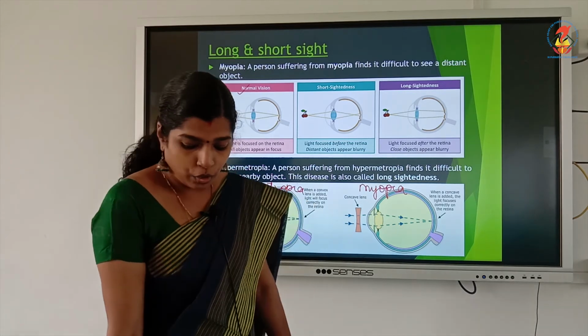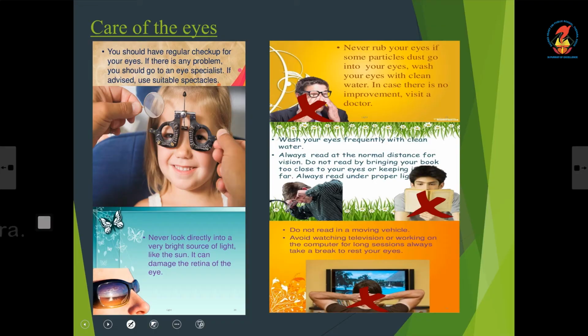Then, care of eyes. How can we take care of eyes? It is advised to use spectacles. You should have a regular checkup for your eyes. If any problem is there, then you should go to an eye specialist or ophthalmologist. If he advises, use spectacles. So, if the doctor advises you to use spectacles, then you should use them.